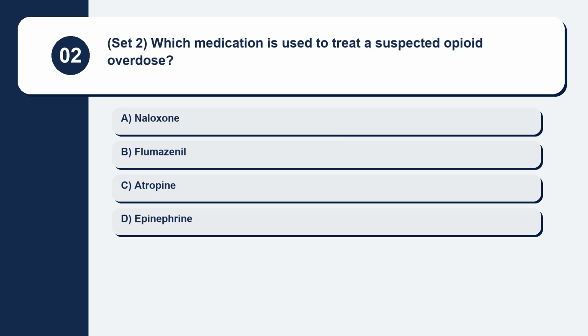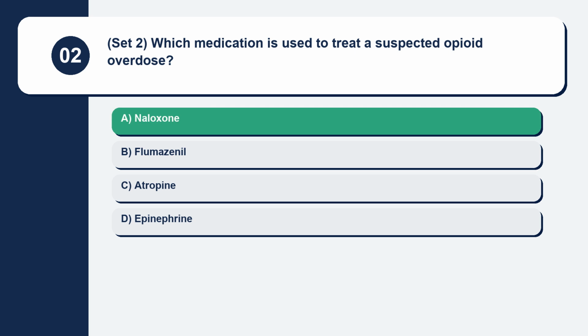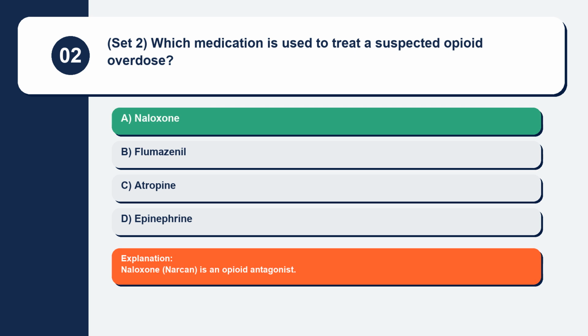Question 2. Set 2. Which medication is used to treat a suspected opioid overdose? Naloxone, flumazenil, atropine, epinephrine. Naloxone, Narcan, is an opioid antagonist.